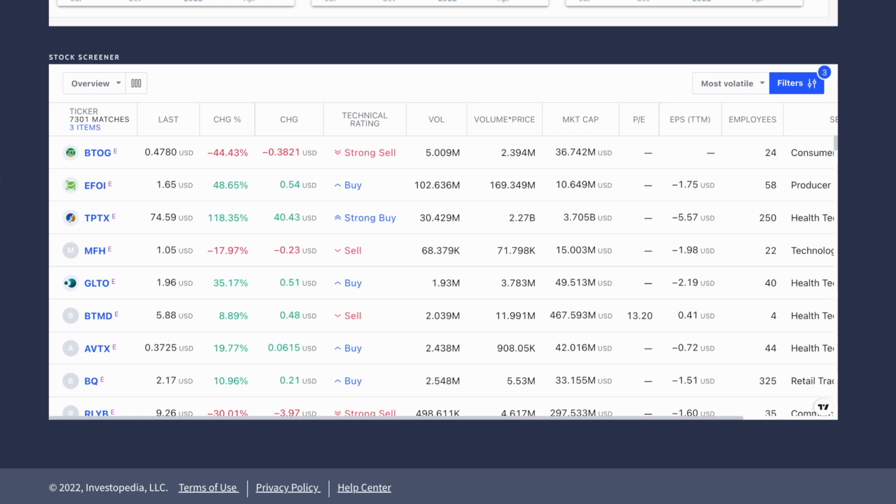Let me make a quick disclaimer that the technical rating doesn't really matter here because the stocks are so volatile. And also, I'll give you a tip. Usually when stocks go down, they bounce back up. And when they go too far up, they fall drastically down. Use that to your advantage.